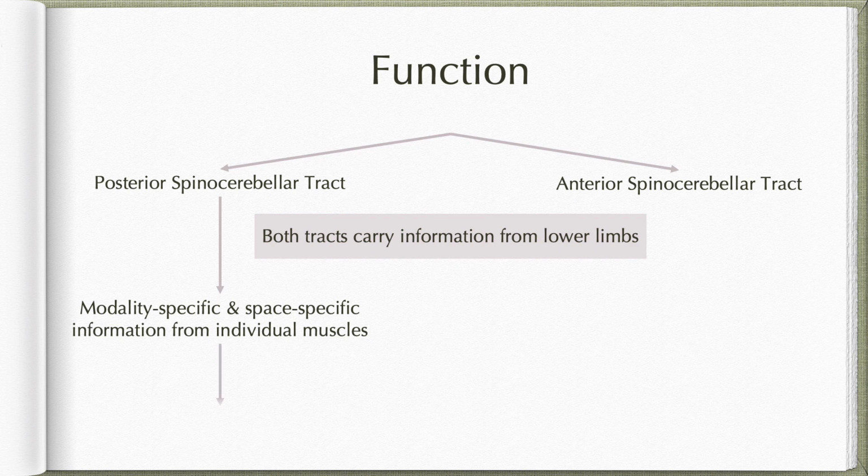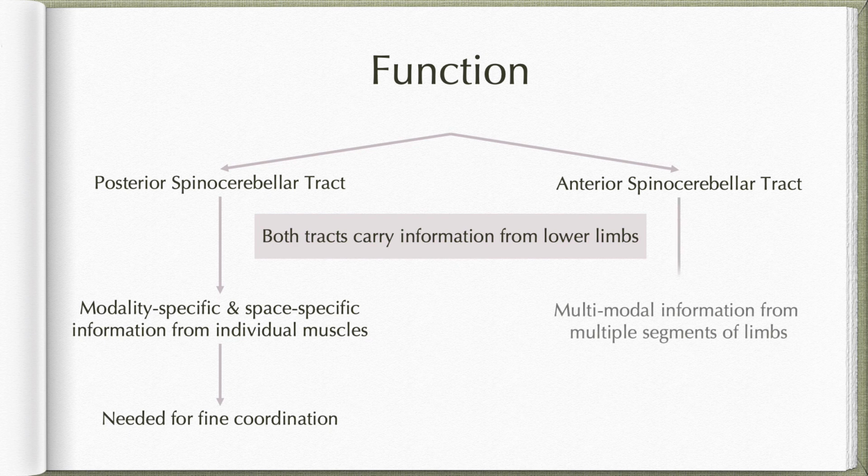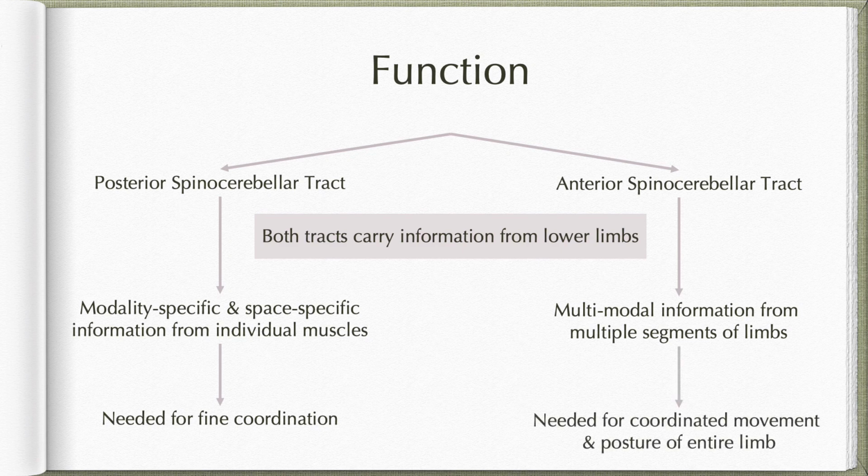Now, this information is important for fine coordination, whereas anterior spinocerebellar tracts carry the multimodal information from multiple segments of the limbs, and this information is important for coordinated movement as well as maintaining the posture of entire limb.